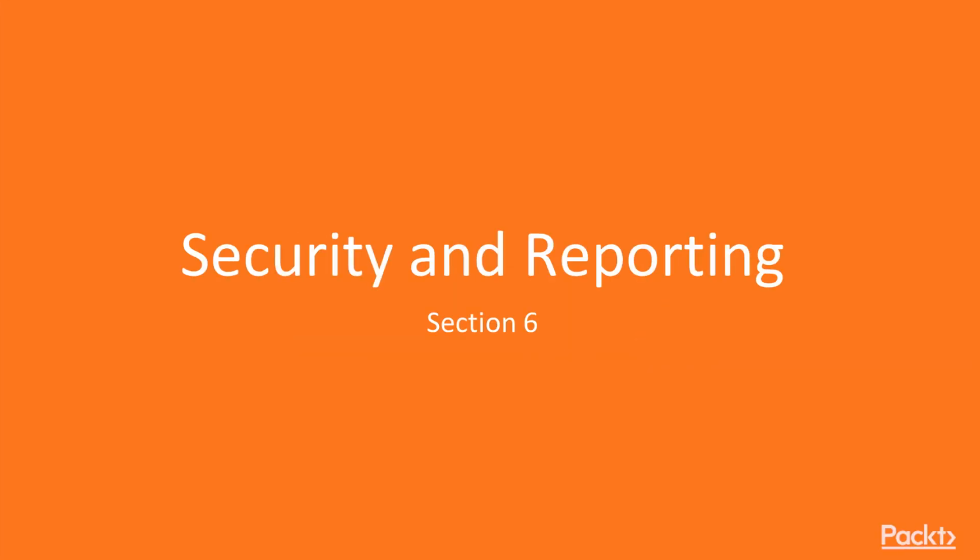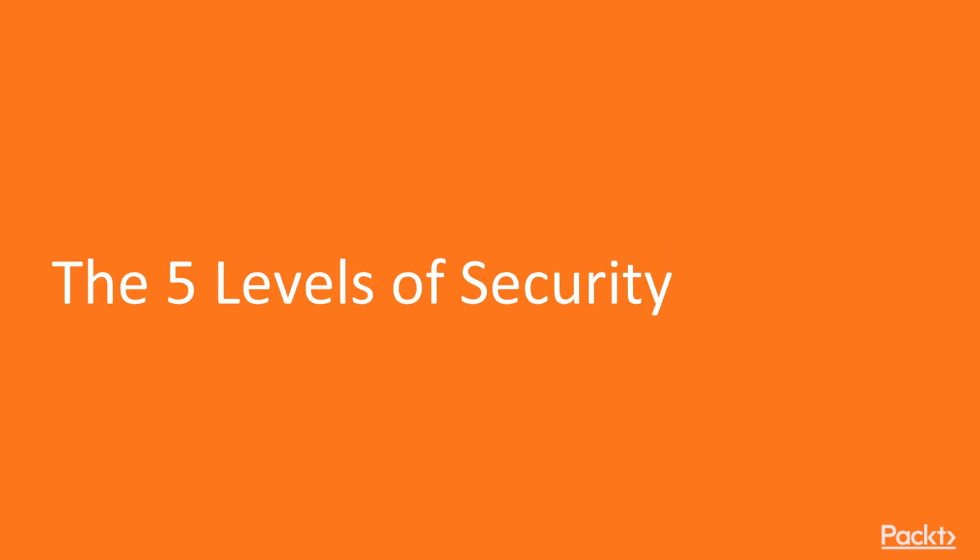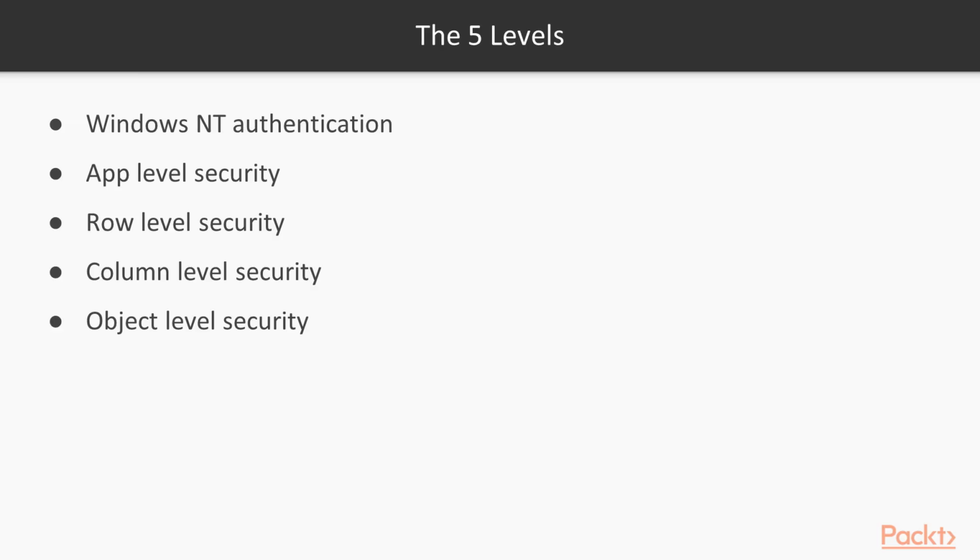So in this section, we're going to have a look at the security that's available in Qlik and some bits about reporting. First off, we're going to have a look at the 5 levels of security. So the 5 levels are Windows NT Authentication, app level security, row level security, column level security, and finally object level security.